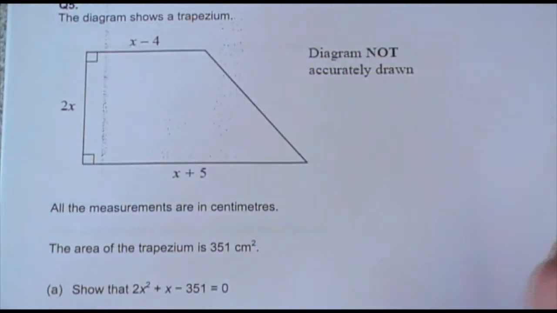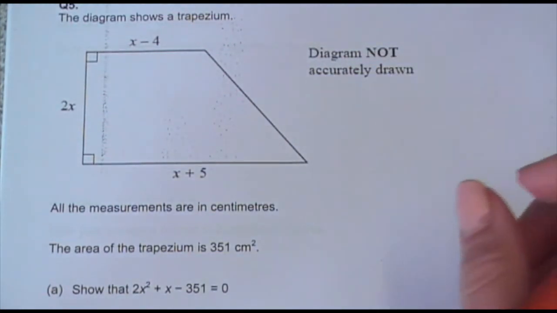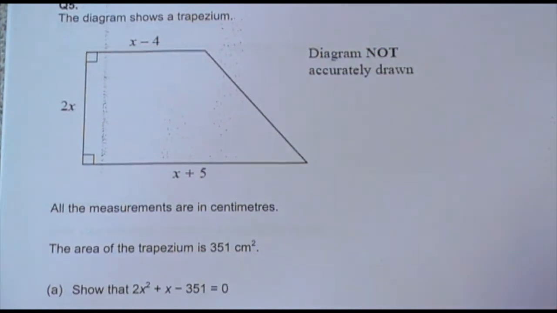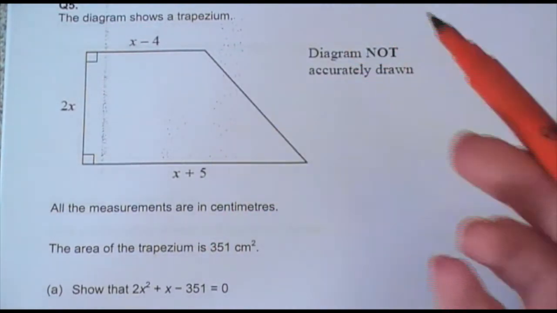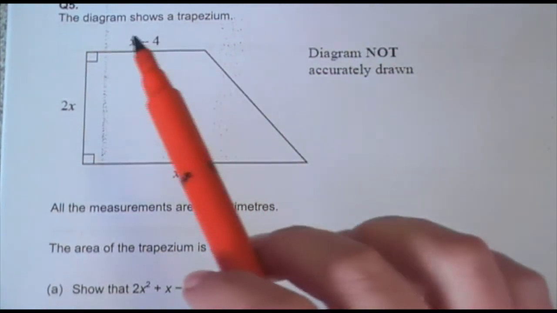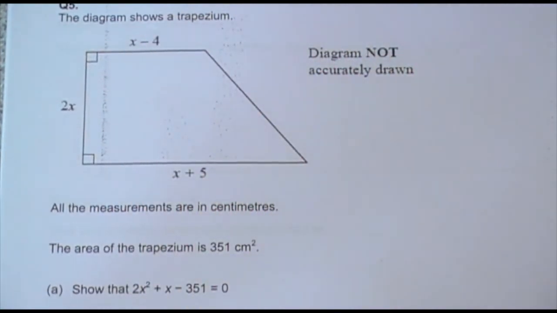Now, this question I've put in just to show you how they might hide the fact that you need to use a quadratic, the quadratic equation to solve quite a complex algebra problem. Diagram shows a trapezium. All the measurements are in centimetres, and you can see that they're written in algebra, so it's not just numbers. They're saying that the area of the trapezium is 351. Show that 2x squared plus x minus 351 equals 0. This isn't the part that needs the quadratic equation. I'll pause it, have a go at showing that the area of the trapezium can be represented by that equation.